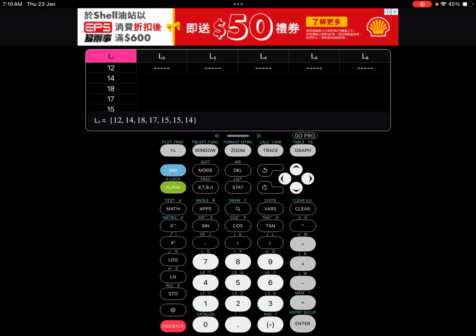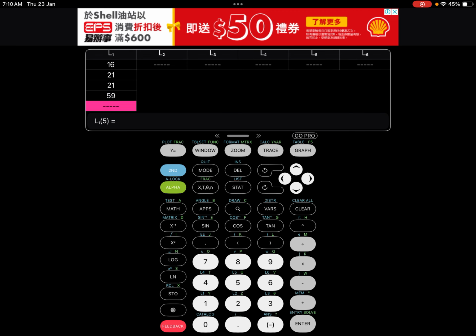Okay, then we're going to delete L1 as well. Okay, so let's put the observed frequency, which is what was being given to us in that table. So that was like 16, 21, 21, 59, and 34.